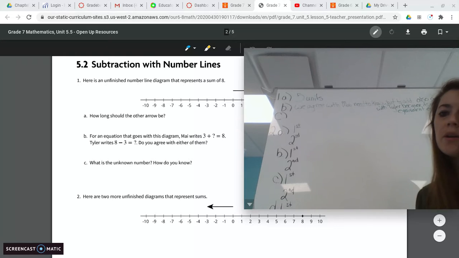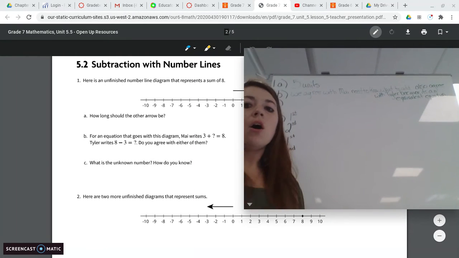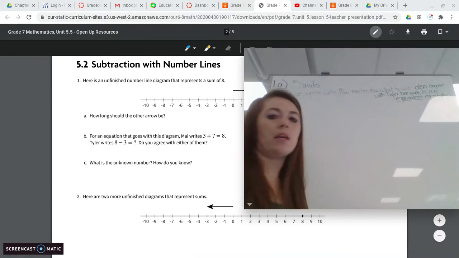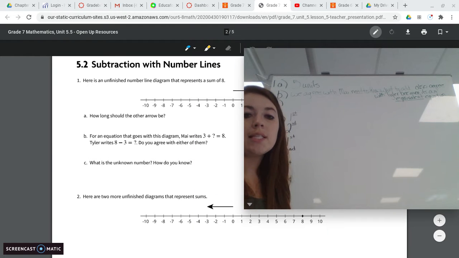Which leads us to what your keyword for the day is. Let me pop over to the slides. Hopefully you can see that better. So your keyword for today is equivalent. Equivalent.